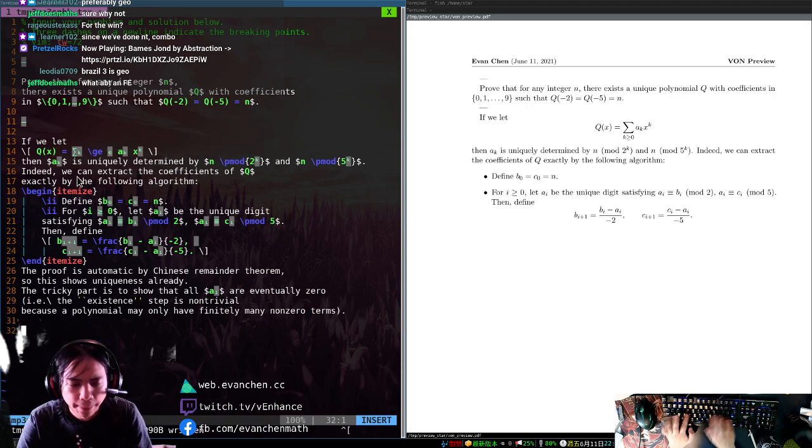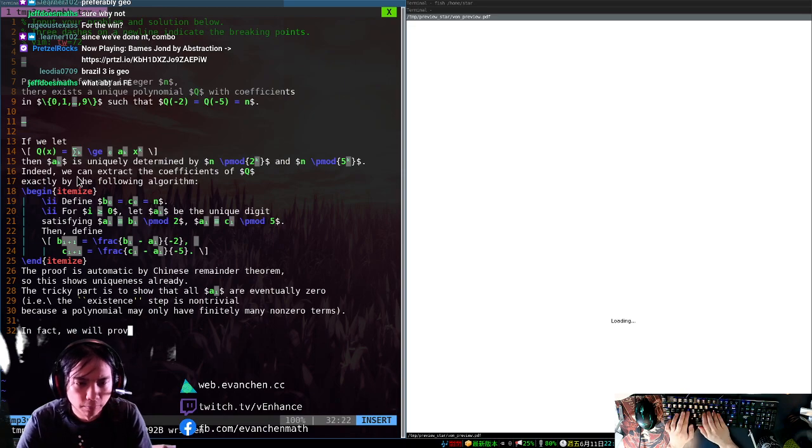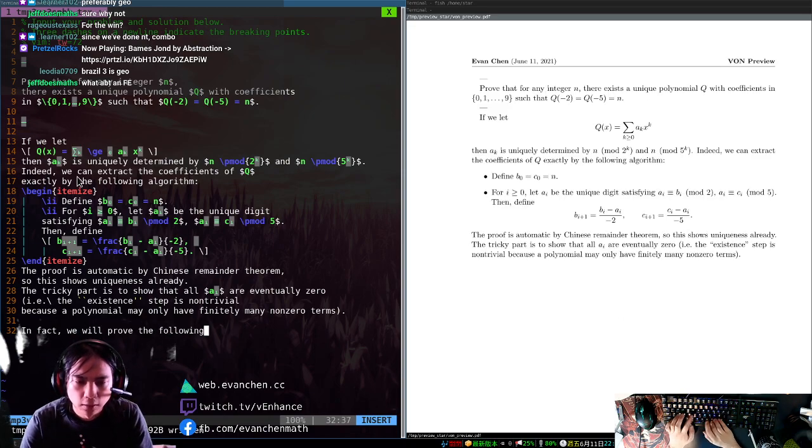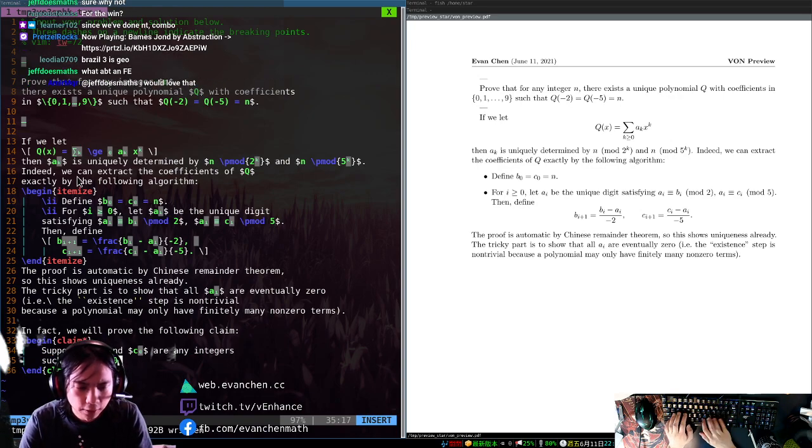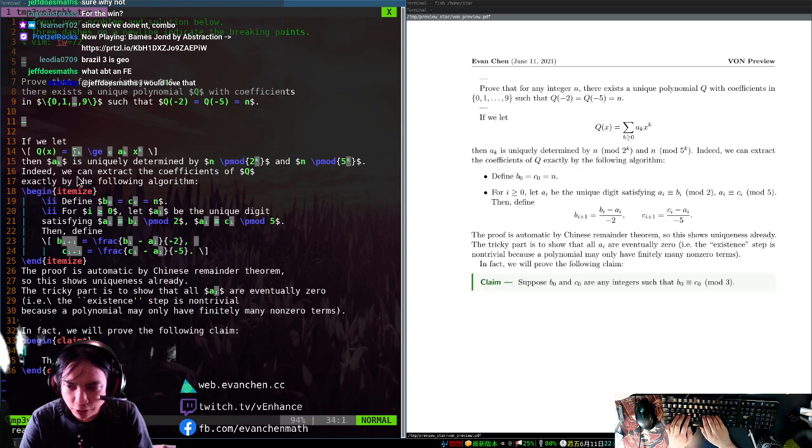Okay, so in fact, we will prove the following claim. Suppose B0 and C0 are any integers such that B0 is congruent to C0 mod 3. Then, what the heck? Where'd my claim go? I don't know what's up, is my keyboard messed up or is my editor messed up?